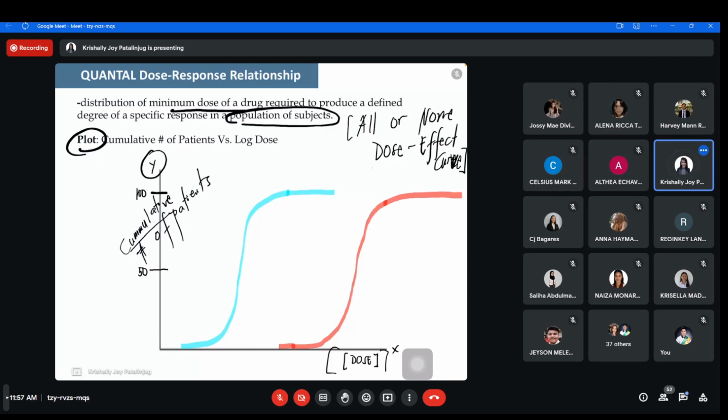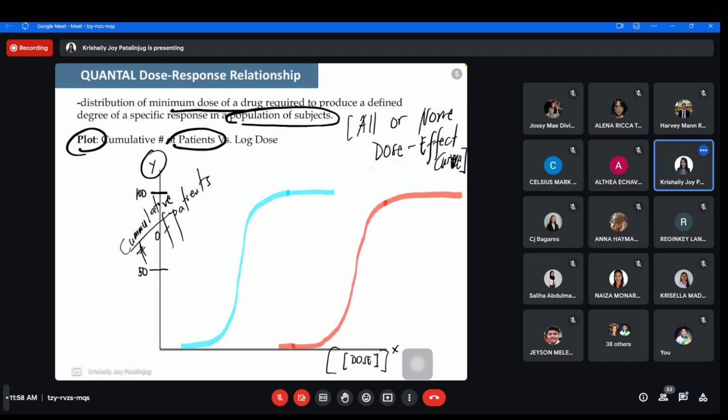Okay? So uulitin ko ha. Sa quantal dose, the y-axis plots the cumulative number of patients, and on the x-axis is the drug dose. Again, ang focus dito, outcome occurrence being observed sa general population, which is given with a certain dose of a drug. And of course, di ba, iba-iba yung magiging general outcome occurrence nila.